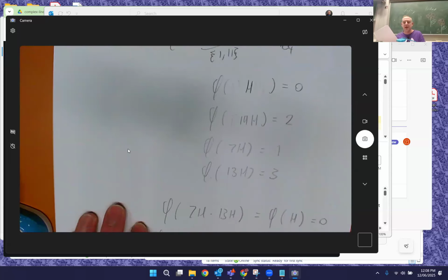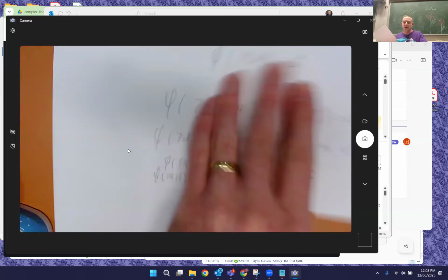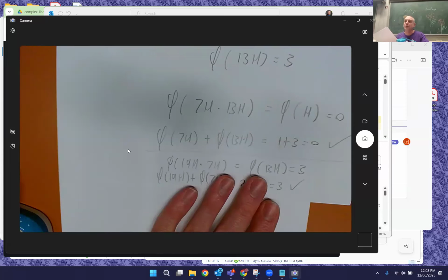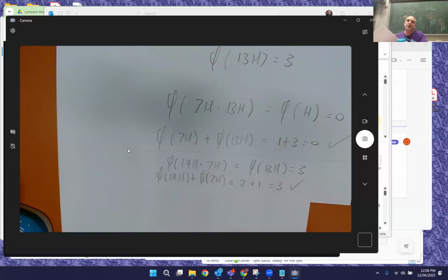So yeah, technically to make it a homomorphism, you would have to check all 6 combinations to make sure they all work.